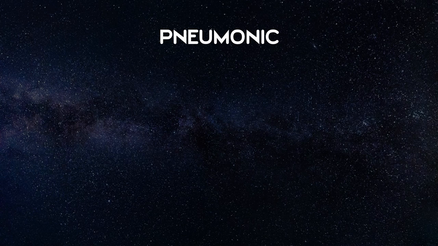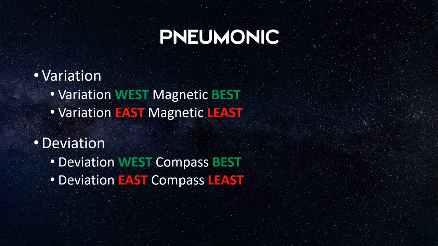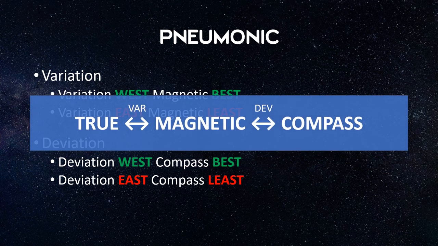First, we will look at the mnemonic method. The mnemonic that will be used is the same as the one that was explained in the previous section. The conversion needs to be in this order. For example, if you were given true direction, you need to convert it into magnetic direction using variation before you can convert it into compass direction using deviation. If you were given magnetic direction, you will have the option whether to convert it into true direction or compass direction using variation or deviation respectively. To demonstrate how to use this technique, I will use three examples.